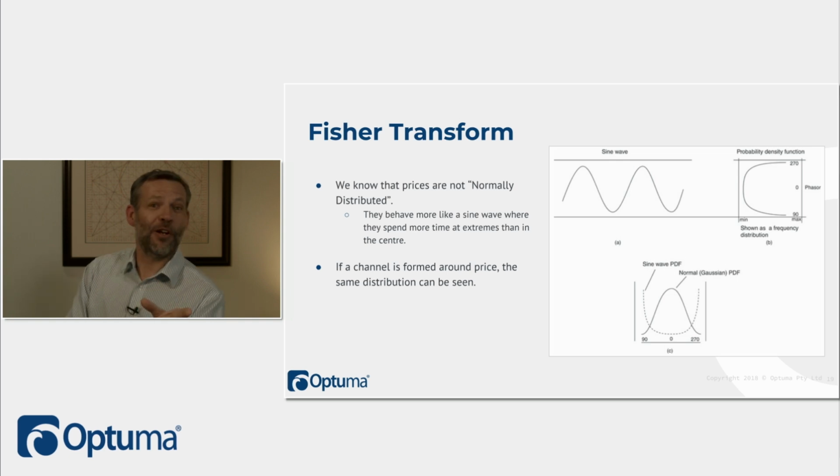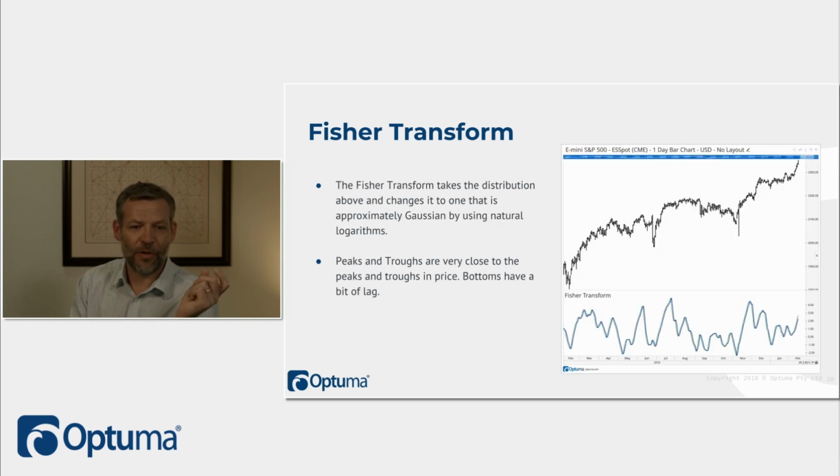I just want to make sure I get all my notes. We know the prices are not normally distributed. They behave more like a sine wave where they spend more time at extremes than at the center. If a channel is formed around price, then we can see that same distribution. So the Fisher transform takes a distribution and changes it into one that is approximately Gaussian by using natural logarithms of the values. Peaks and troughs you'll see in this indicator.